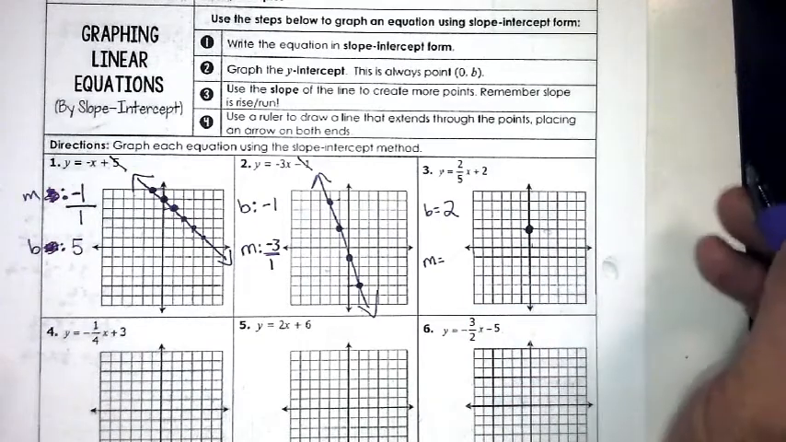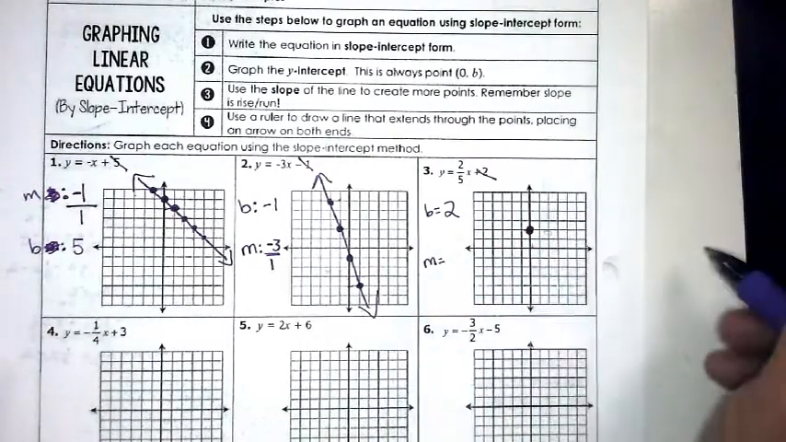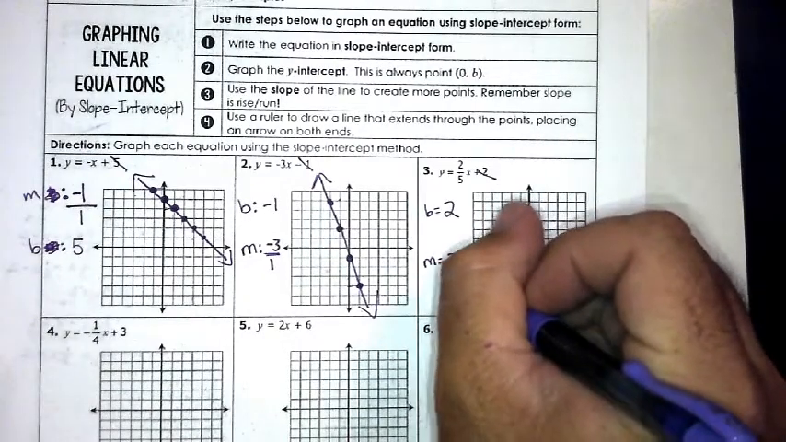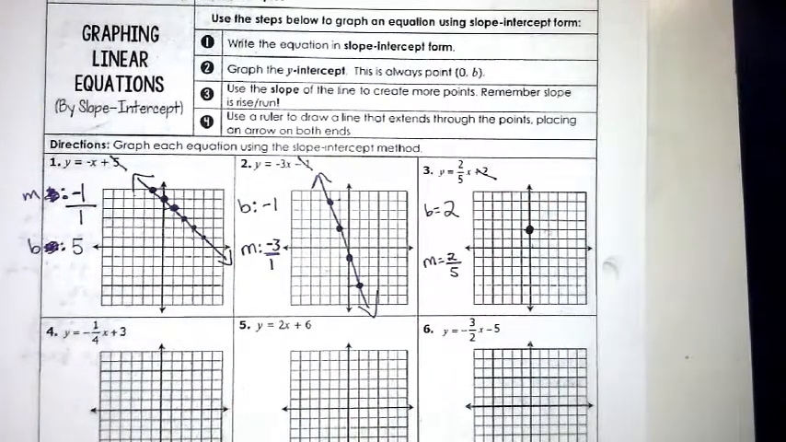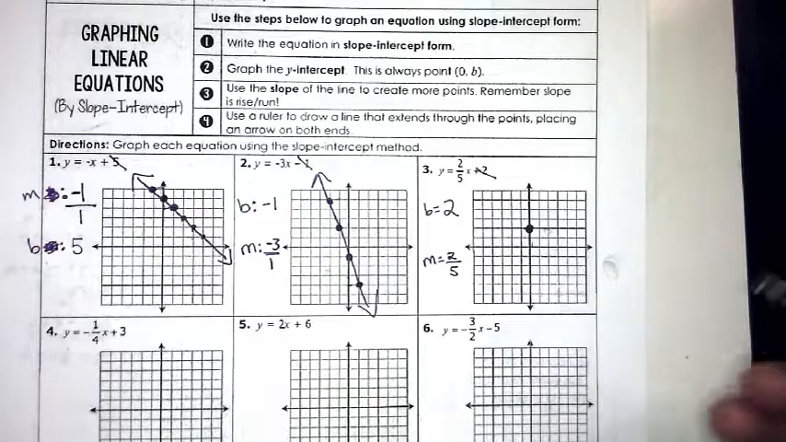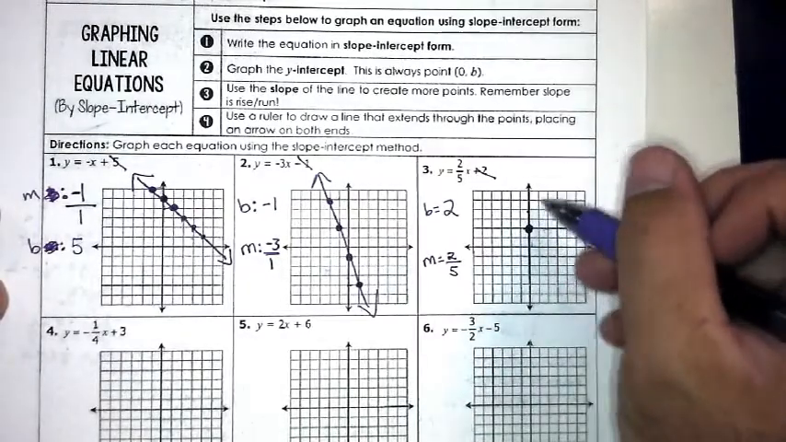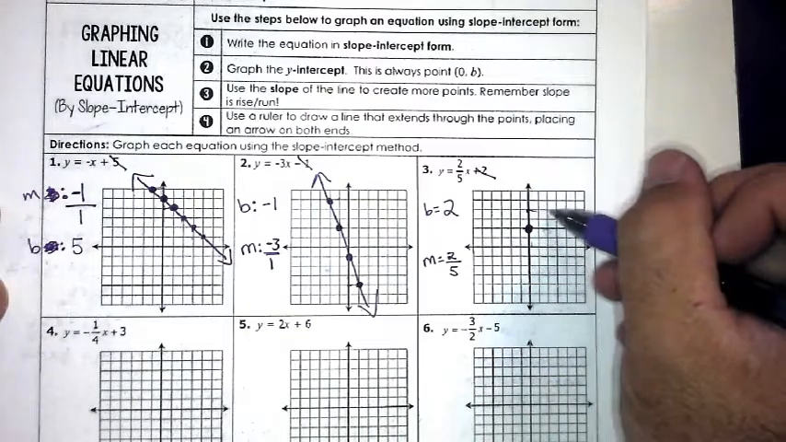What is the slope? 2/5. Is this in fraction form? Yes. So do I need to put it over 1? No. So I have my rise and I have my run. What is my rise? 2. And what's my run? 1, 2, 3, 4, 5.